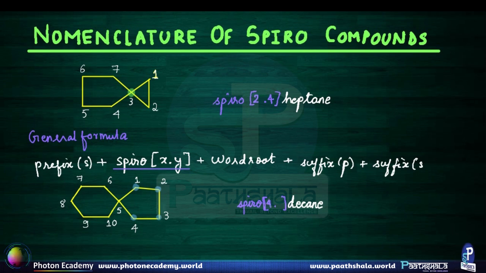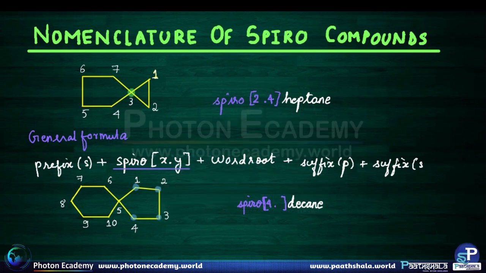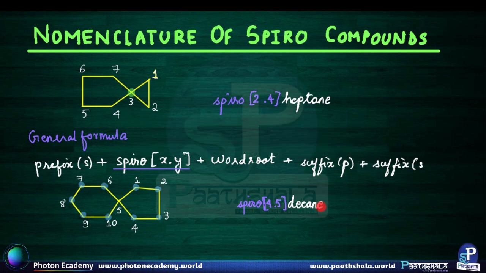And if we go for y, y represents the number of carbons present in the longer path. So there are 1, 2, 3, 4 and 5 carbon atoms present in the longer path. So y is 5, and hence the correct IUPAC name for the compound is Spiro 4.5 decane. So this is the correct IUPAC name for the Spiro compound.